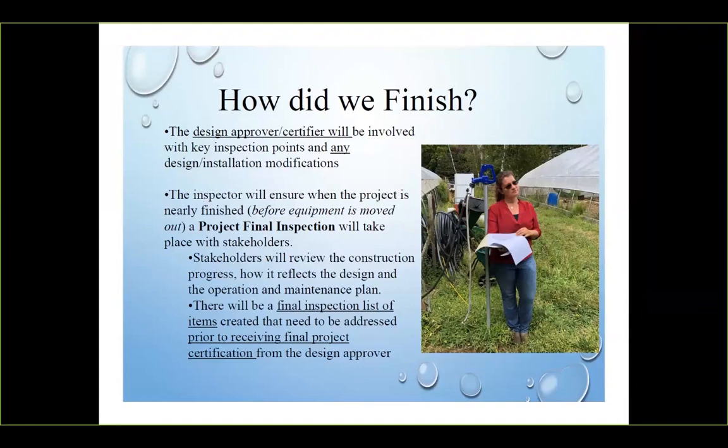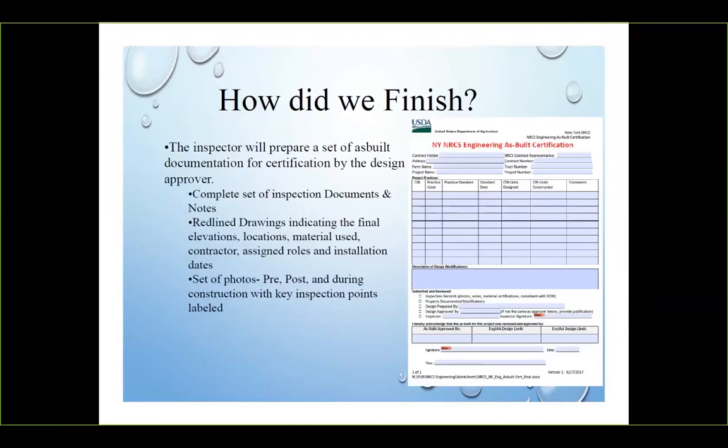And that's one of the inspector's roles, to coordinate all those individuals to be on site at the right time to ensure efficiency. So you'll create a list of what needs to be finished prior to the design approver giving that final approval for the project. That final approval for the project is going to be the documentation that the NRCS contract representative is going to use to process that payment.